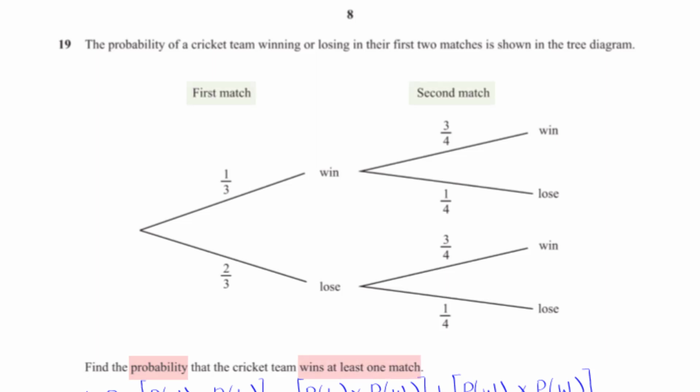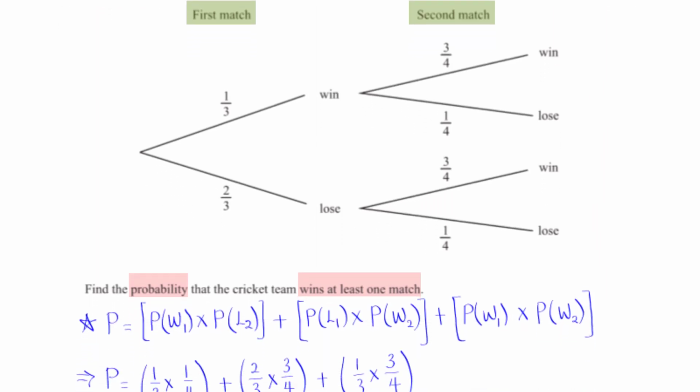So there are two matches, and we want to find the probability that the cricket team wins at least one match. Note that the keyword here is wins at least one match. There are three possibilities in this case, and we need to consider all three possibilities when calculating our final probability.